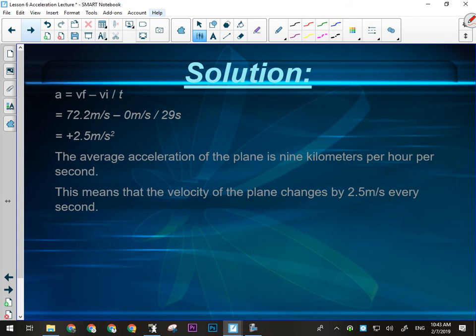So this is what we just did here. We got 2.5 meters per second squared for our answer. This would not be considered correct on a quiz or a test though, because I actually indicated in the question that the direction was to the right, and we need to reflect that.